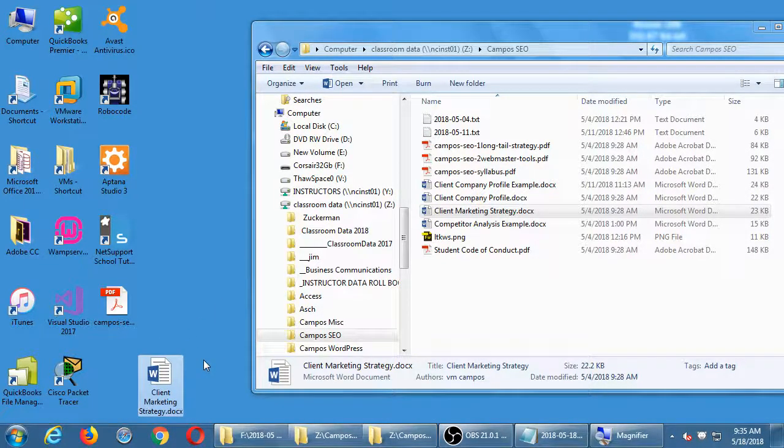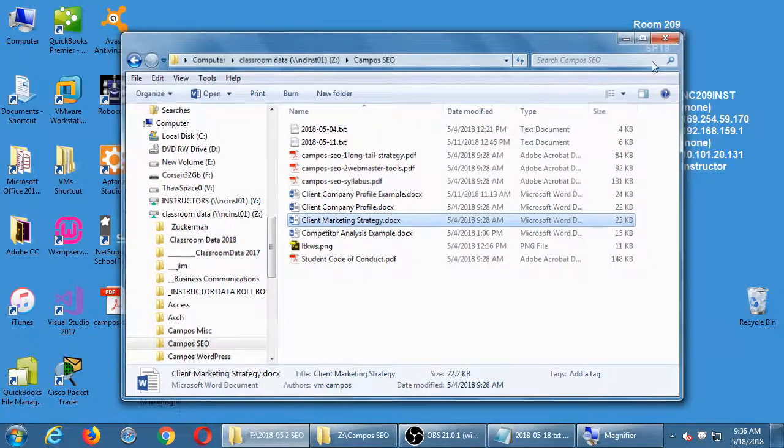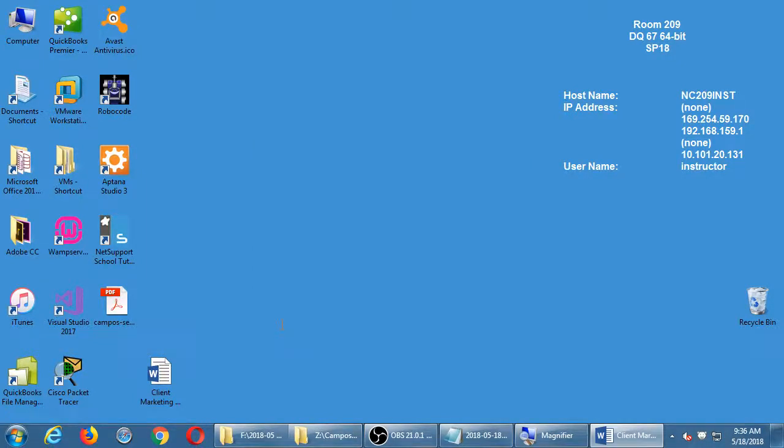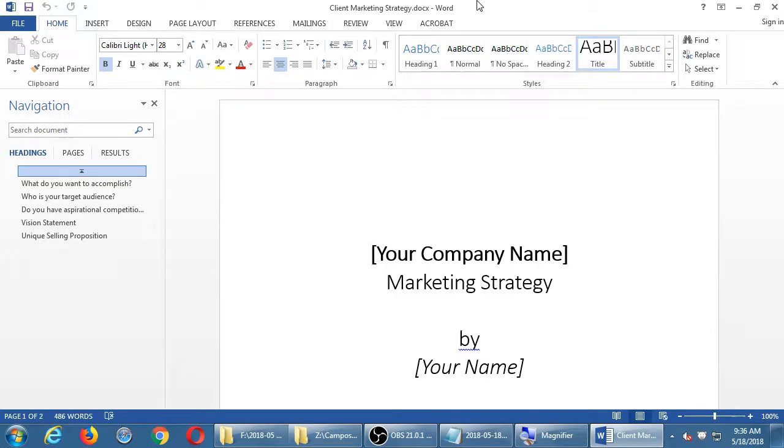But this is another one of these documents that you could fill out if you want, the client marketing strategy. So let's look at that one. Go ahead and open that document. We'll talk about it. We'll make notes about it. We'll ask questions about it, and we'll see that this is another document that is very useful in terms of creating your strategy for what SEO will be.